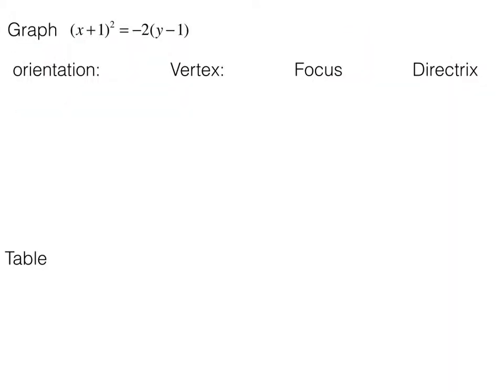We're going to graph (x plus 1) squared equals negative 2 times (y minus 1). The first thing you need to do is determine your orientation. Since the x term is squared, it's going to be a vertical orientation. And since the term in front of the y is negative, it's going to open down.